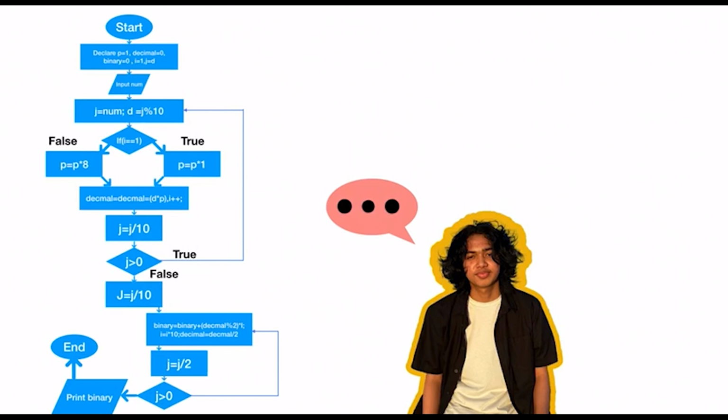And I equals I times 10, decimal equals decimal divided by 2. And the last shape is the circle, which is the end.